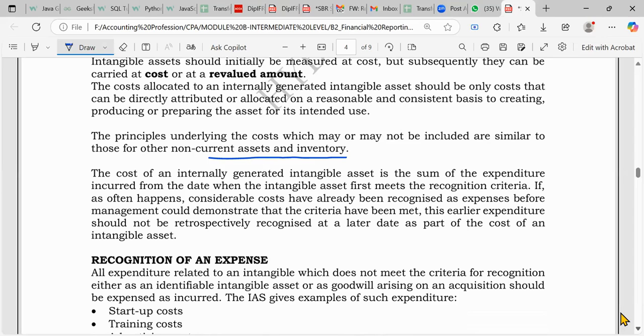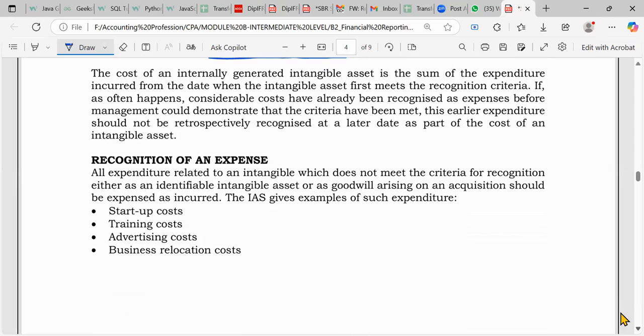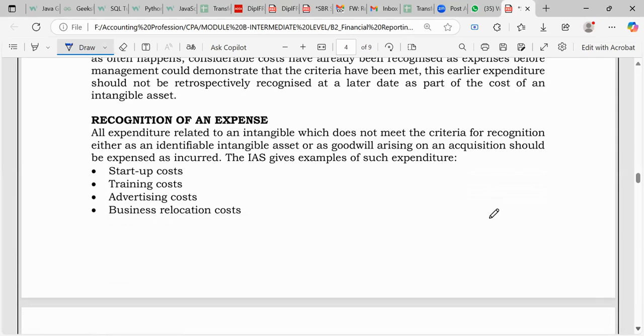So we may now go to recognition of an expense. We just need to specify that the following costs should always be expensed. You should never think of them as an intangible asset. All expenditures related to an intangible item that do not meet the criteria for recognition, either as an identifiable intangible asset or as goodwill arising on acquisition, should be expensed as incurred. Whatever did not meet the criteria which we just saw should always be expensed.